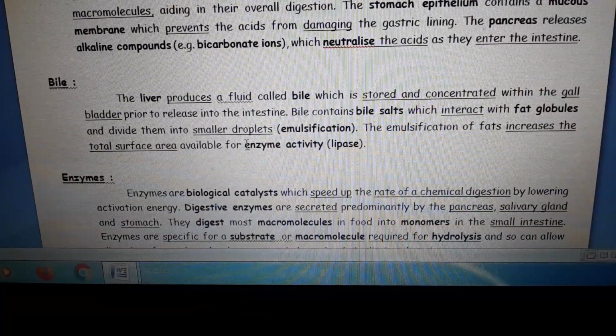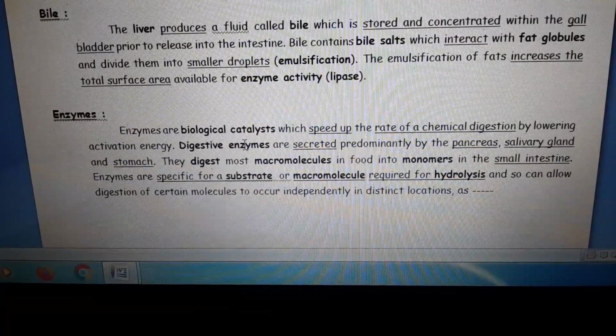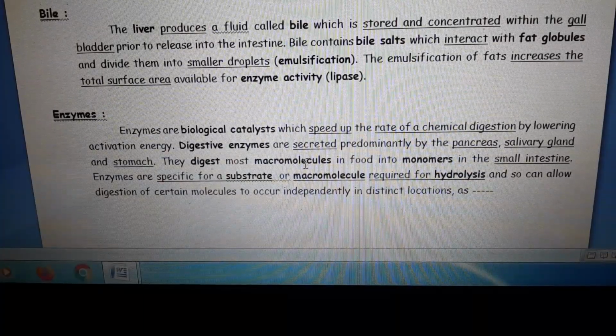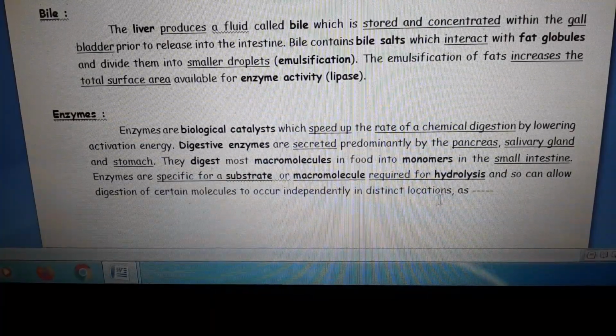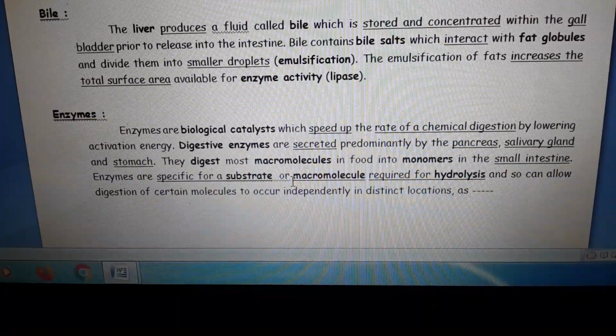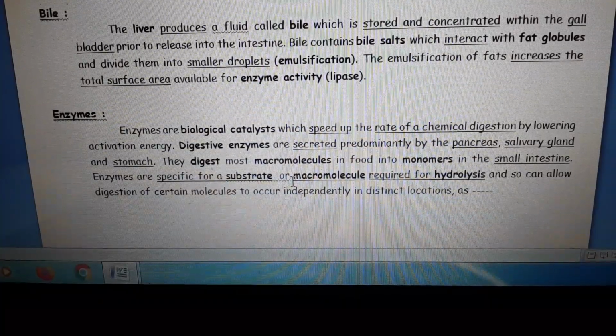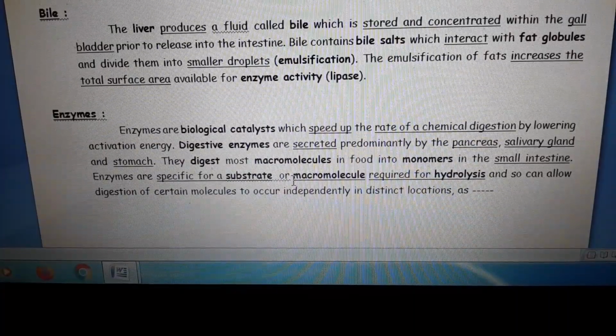Also, different enzymes act as chemical agents. Enzymes are biological catalysts. We know that they speed up the rate of chemical digestion. The different digestive enzymes are secreted mainly by the stomach, pancreas and salivary glands, and they digest most macromolecules into micromolecules, that is monomers, in the small intestine. Generally, an enzyme acts on the substrate for the hydrolysis of different macromolecules to break them into different micromolecules.